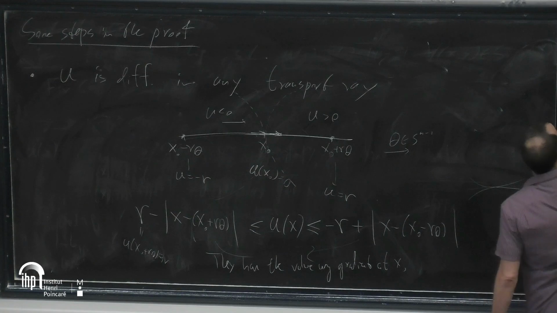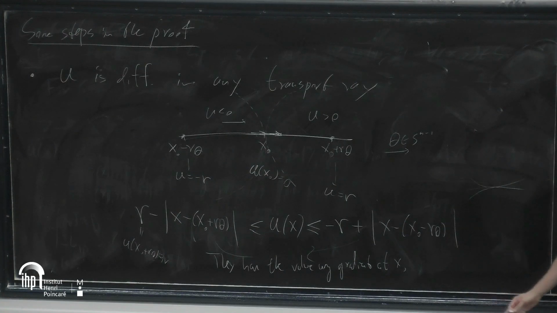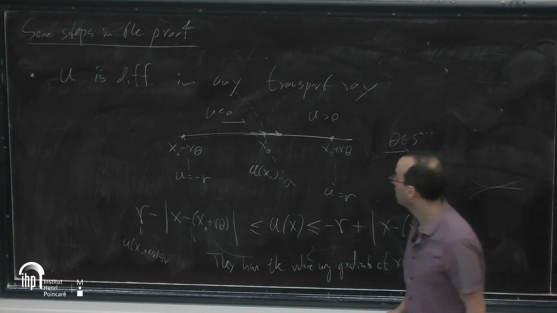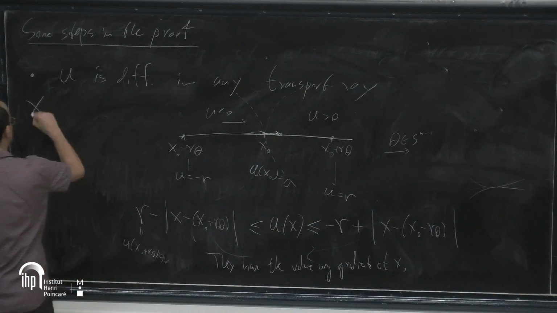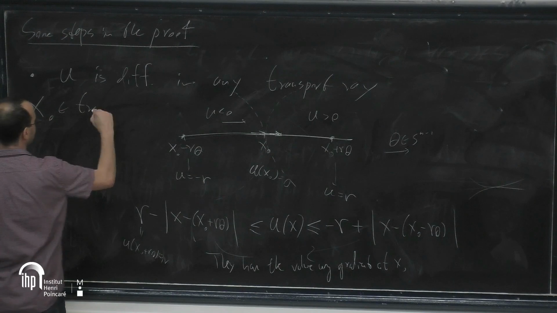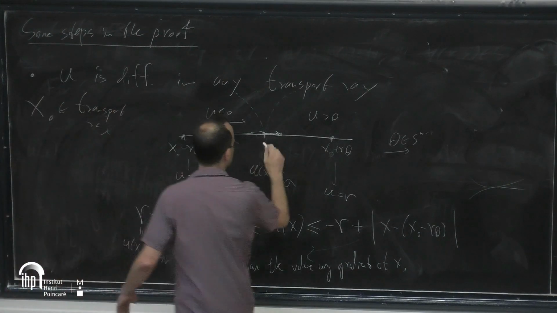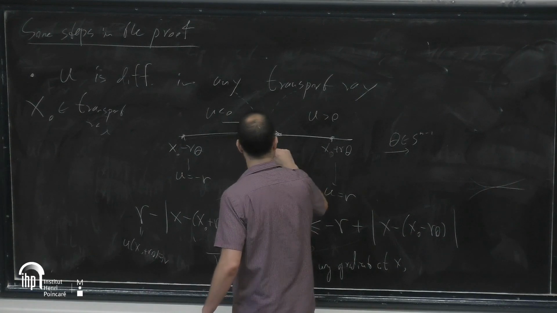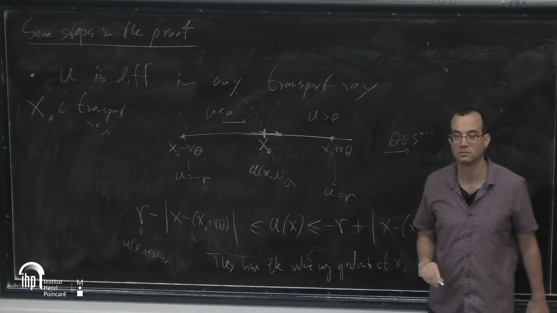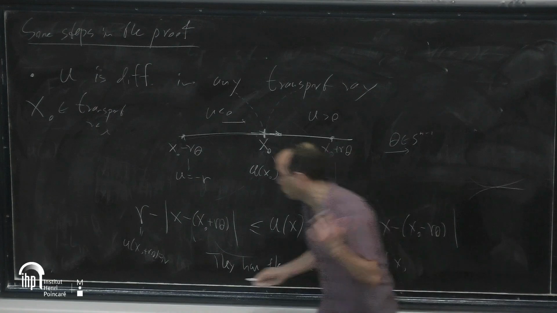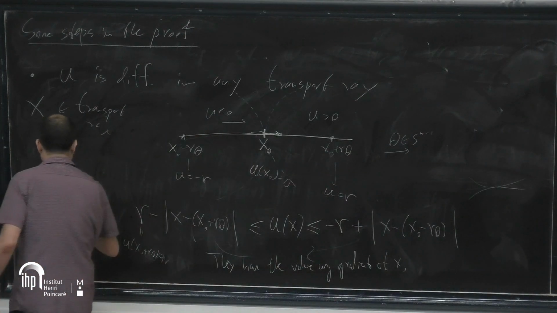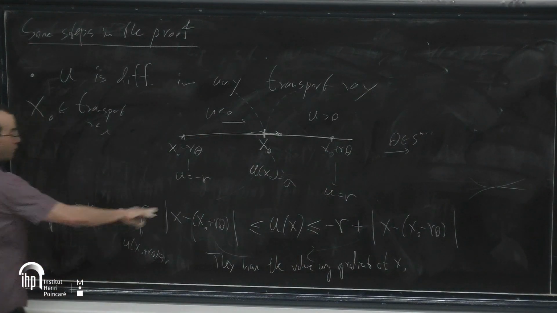The second step. Questions about this first step? Yes, please. Where is x exactly located on this? Take x0 in some transport ray, any point in any transport ray, and x is any point. Yes, very good. I claim that this is true for any x in R^n.